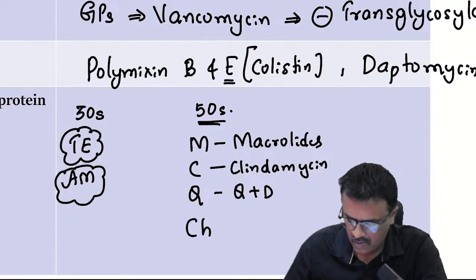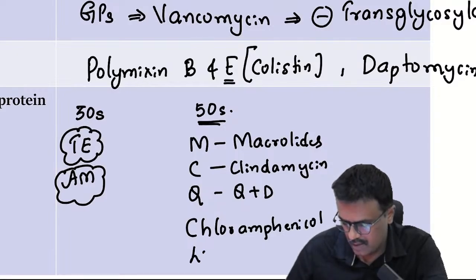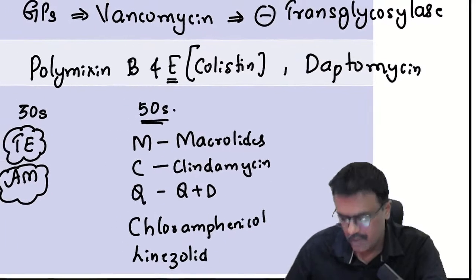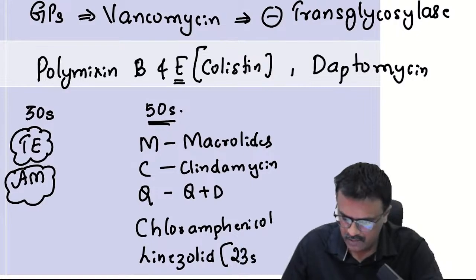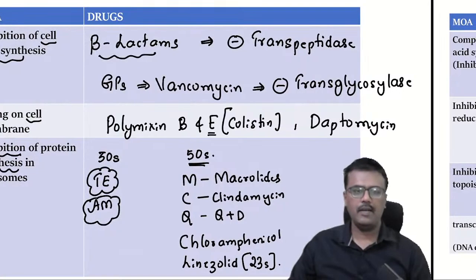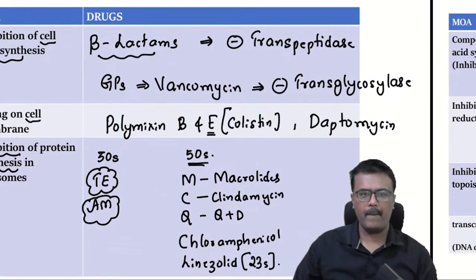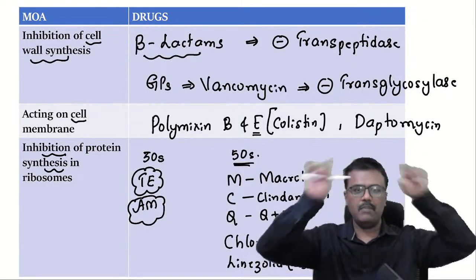Then we have a drug called chloramphenicol and linezolid. Now linezolid binds to 23S fraction of 50S. So you have the idea where these drugs work. So cell wall, cell membrane, protein.